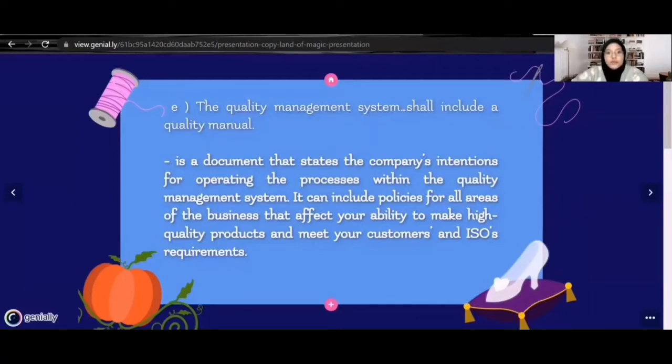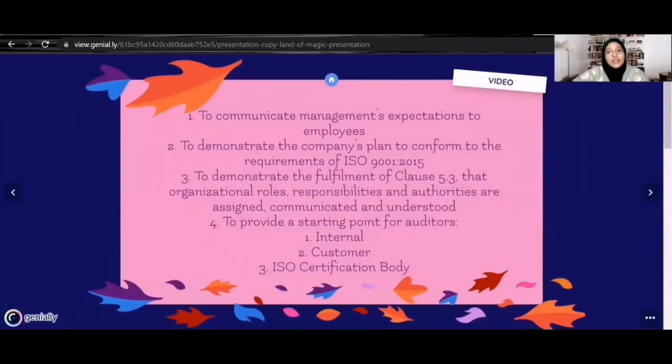The use of the quality manual is as follows. First, to communicate management's expectations to employees. Second, to demonstrate the company's plan to conform to the requirements of ISO 9001:2015. Third, to demonstrate the fulfillment of clause 5.3, that organizational roles, responsibilities, and authorities are assigned, communicated, and understood. Fourth is to provide a starting point for auditors. There are 3 auditors, which are internal auditors, customer auditors, and ISO certification body auditors.